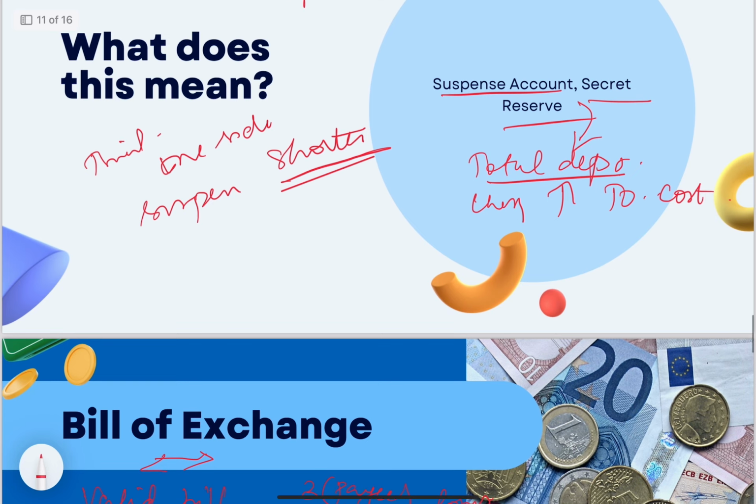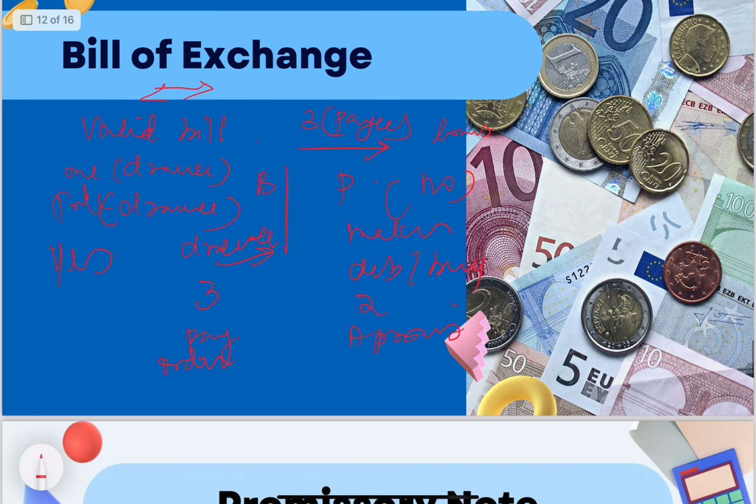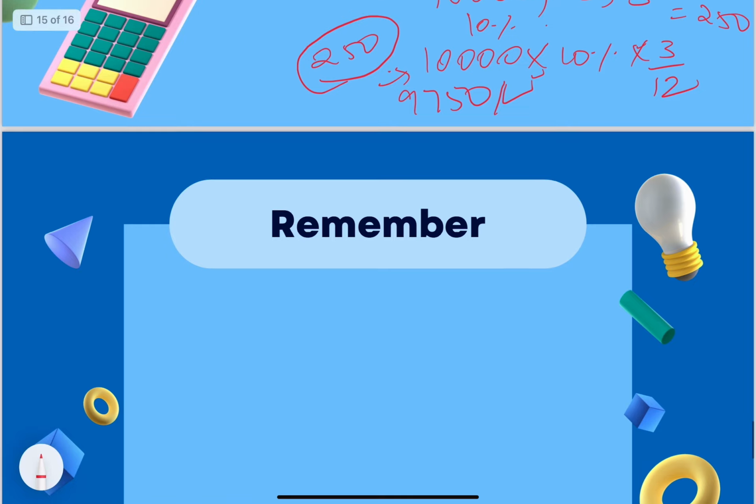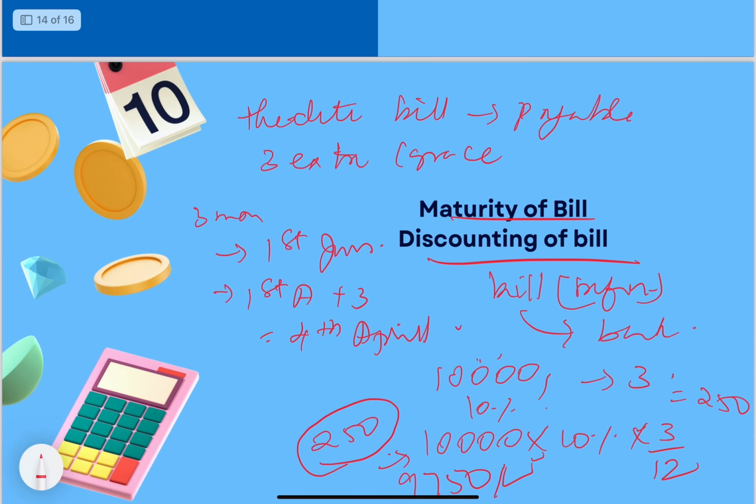Right. So next we saw bill of exchange, promissory note, and maturity and discounting of bill.